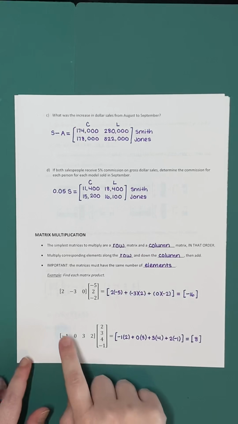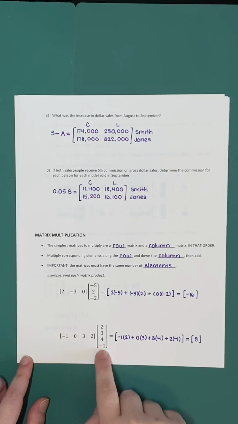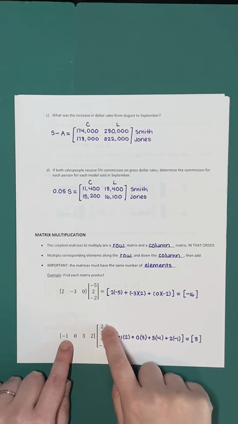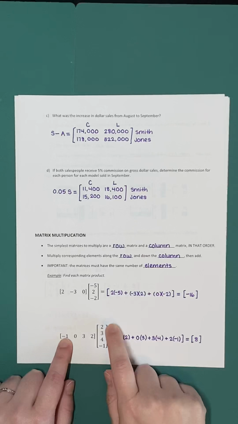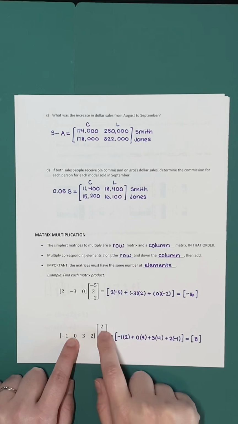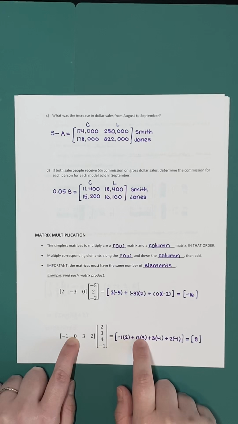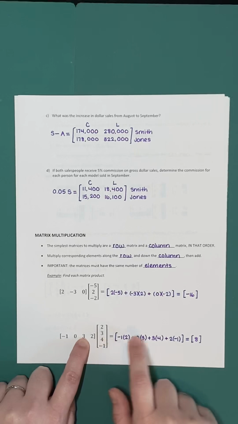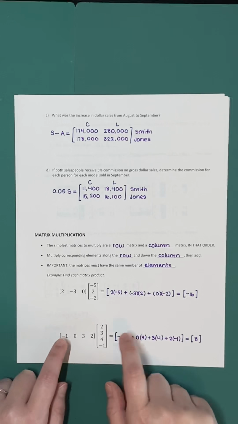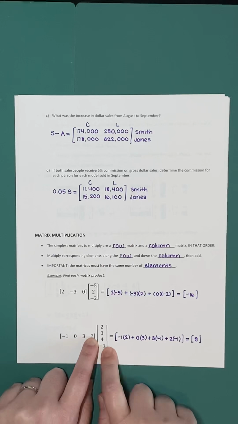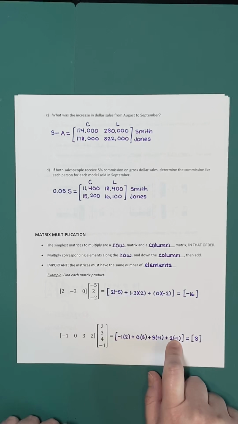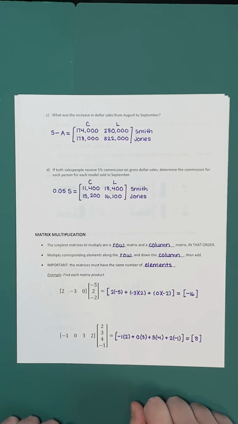So let's look at another one. This one is going to be a row with 4 elements and a column with 4 elements, the same number of elements, so we know it's defined. So -1 times 2, first multiplication: first element in the row, first element in the column. Then we have 0 times 3, so that's going to be the next part. 3 times 4, that's going to be the next part. And then 2 times -1 is going to be the last part. So I have a total of 4 multiplications. I'm going to take the result from each of those multiplications and add all of those results together.